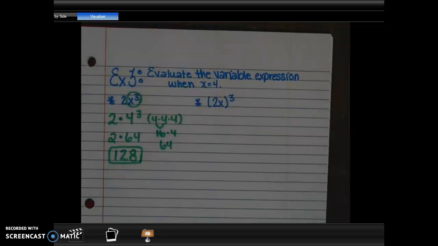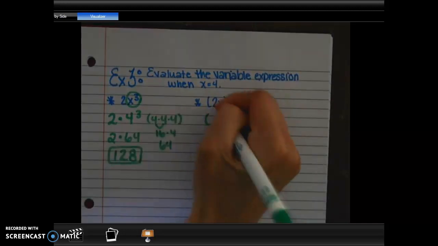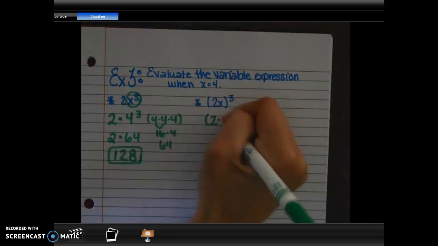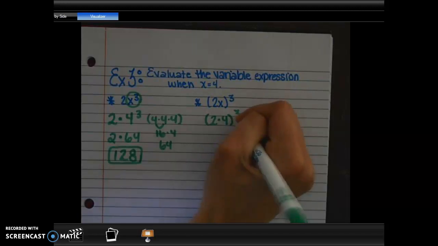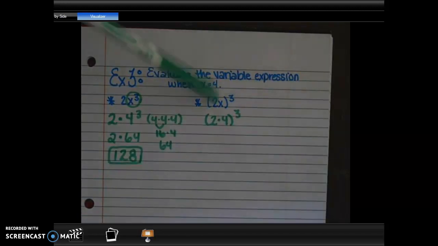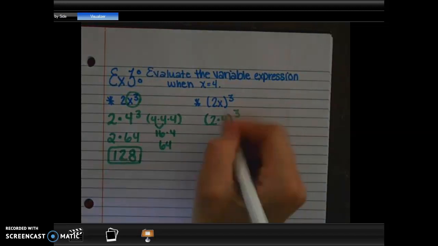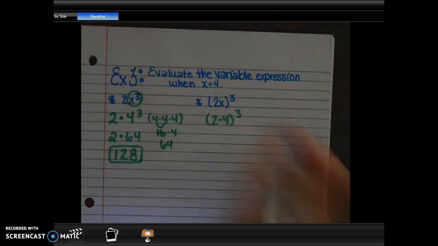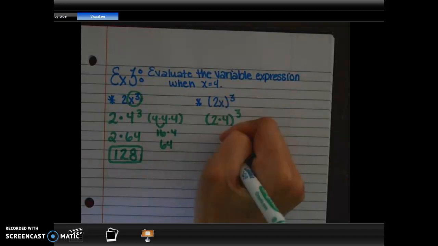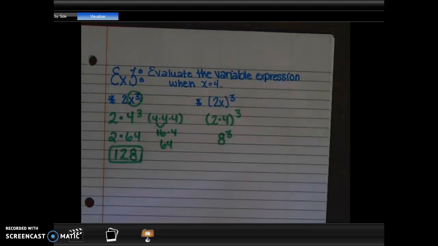Now, over here is different. Remember, you're always going to handle what's inside the parentheses first. So when I rewrite this one, it technically says 2 times 4 to the cube. Because remember in the last lesson we talked about whenever things are written next to each other like this, it means multiplication. So we're going to handle inside our parentheses first. So 2 times 4 is 8. So we have 8 cubed.